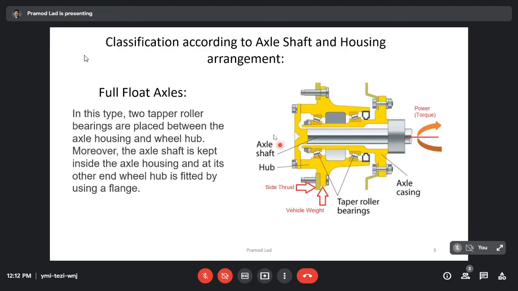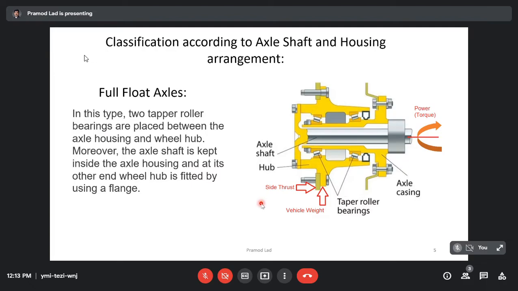Next category. In the next category, we have full float axles. In this type, two taper roller bearings are placed between the axle housing and the wheel hub. Moreover, the axle shaft is kept inside the axle housing, and at its other end, the wheel hub is fitted by using a flange. So as you can see here, this is the axle housing and this is the wheel hub. In between that, two taper roller bearings, one at the inside, one at the outside, are placed, and the axle shaft is attached through a flange to the wheel hub.